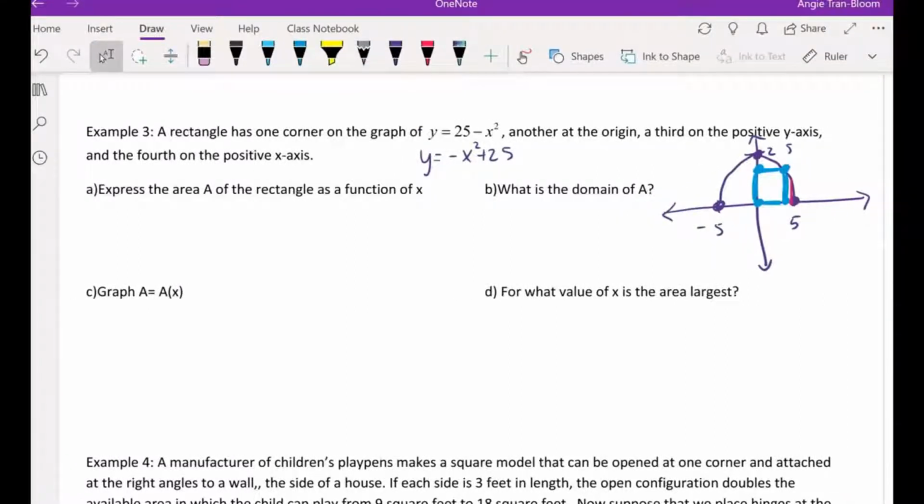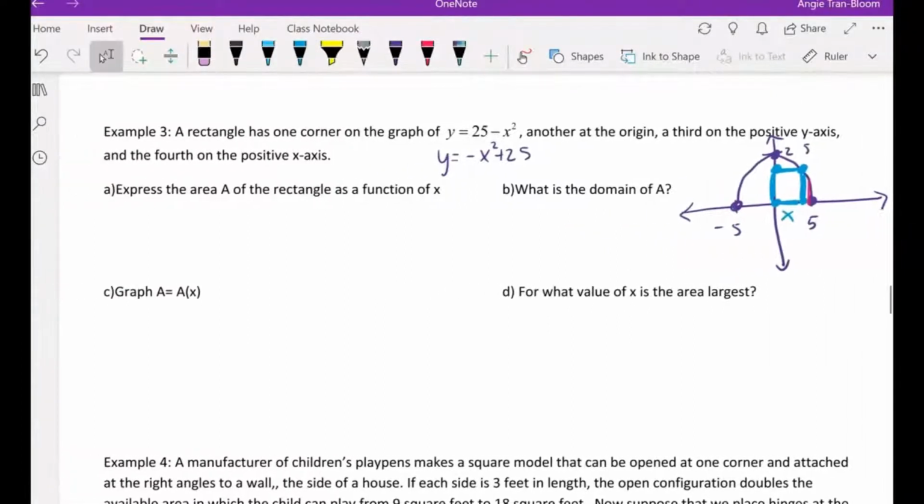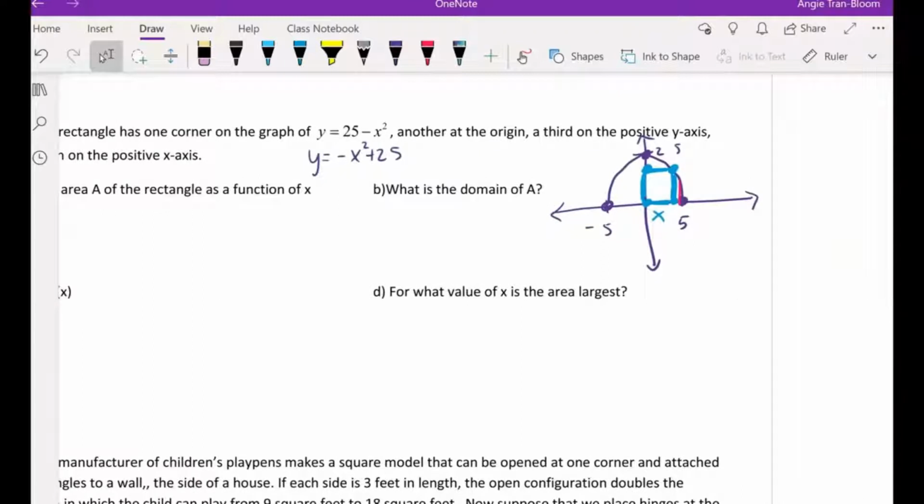We drew that out. Part A, express the area, let's call it A, of the rectangle as a function of x. So x here, it's the base. So x is your base. We don't know how big that is because we just randomly graph that out. So that is x, and this is then y. So this point right here is x comma y, because we don't know how high it is, and we don't know how wide it is of the base.